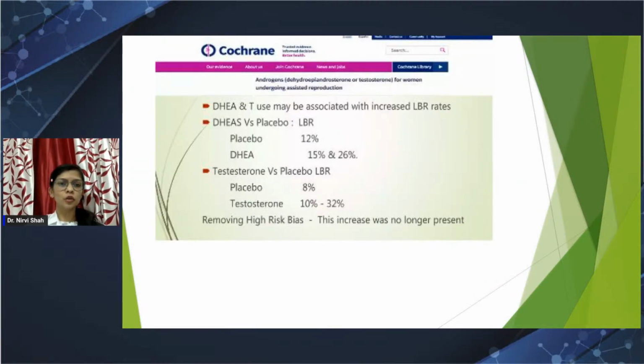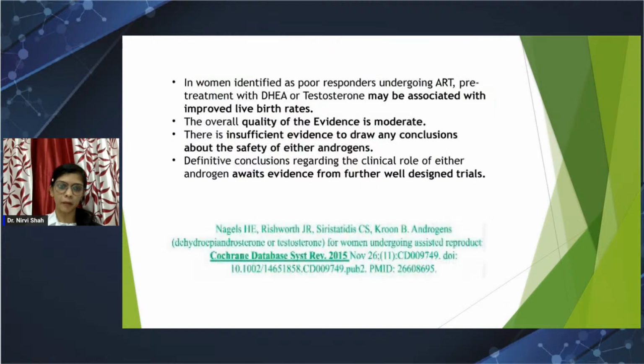Again, here also the Cochrane data says that after removing the high risk of bias, there was no longer significance of using DHEA or testosterone with regard to live birth rate. It does decrease again the need of gonadotropins. It increases the oocyte quality. It increases the number of oocytes retrieved. But with respect to live birth rate, there was no significance found. Hence, again, further research studies are needed before we completely recommend it.